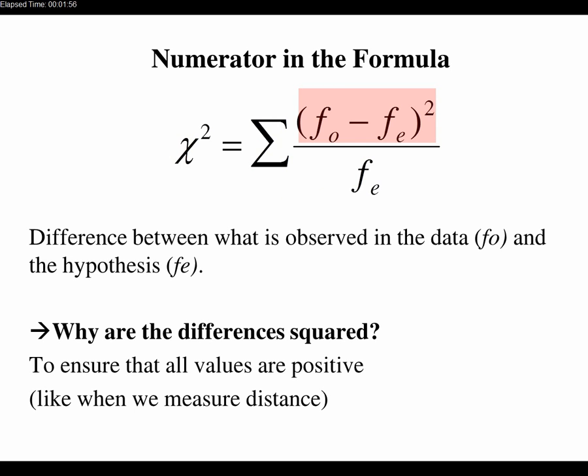All right, why are the differences squared? Well, come on, you remember that from the sum of squares, right? We square them to ensure that all values are positive. We get rid of the negatives, like when we measure distance.